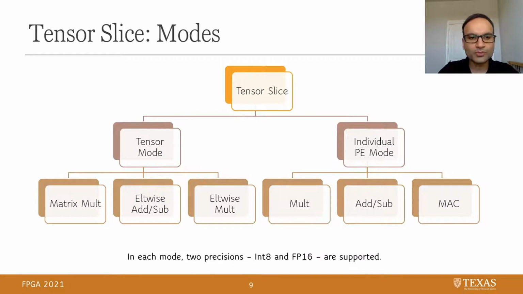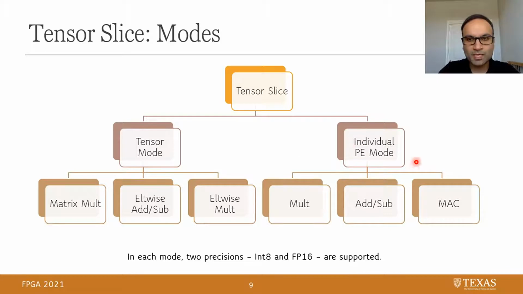The tensor slice supports two modes, tensor mode and individual PE mode. In tensor mode, the tensor slice performs matrix operations. There are three submodes here: matrix multiplication, element-wise addition subtraction, and element-wise multiplication. These are common operations in neural networks these days. Matrix multiplication is used in fully connected layers, convolution layers, recurrent layers. Element-wise add and subtract is used in normalization layers, for example. Element-wise multiplication is used in dropout layers, for example.